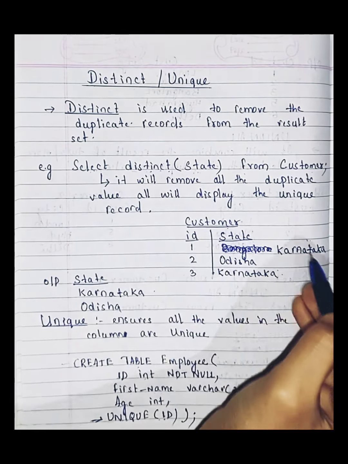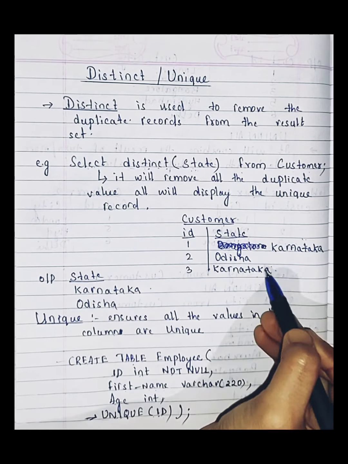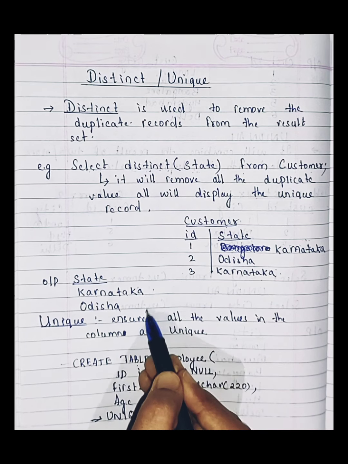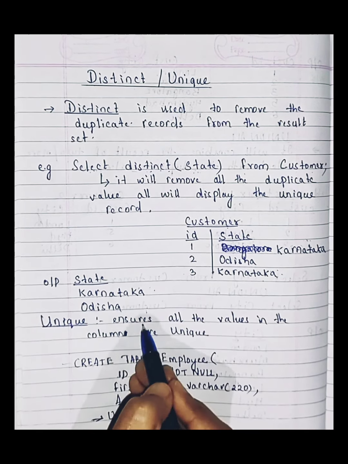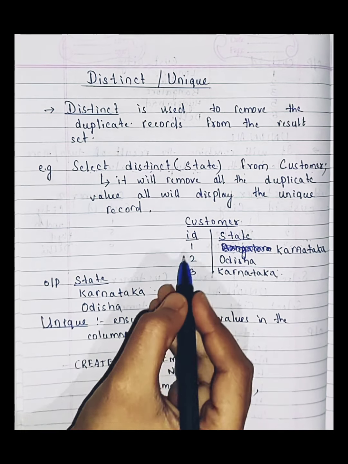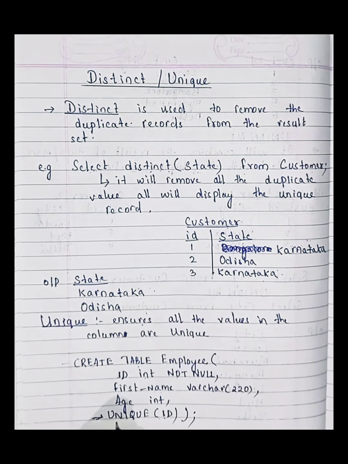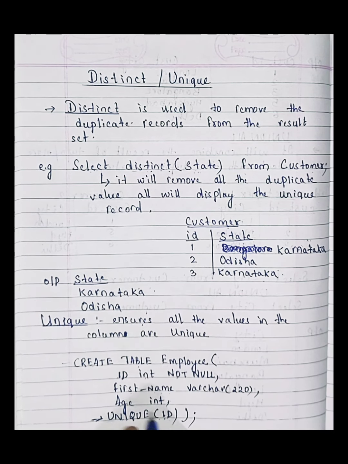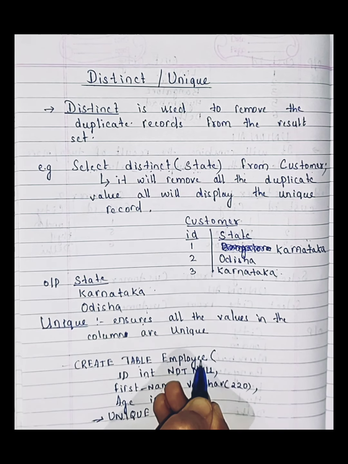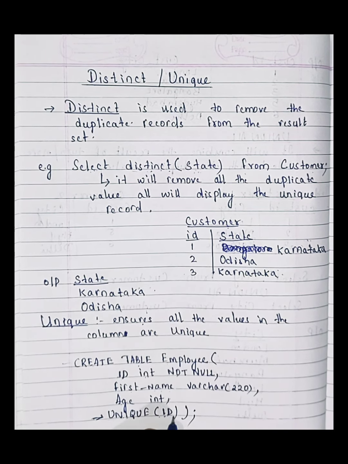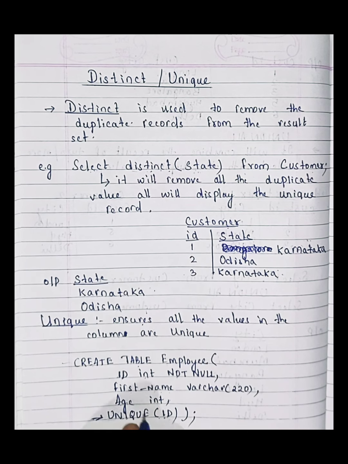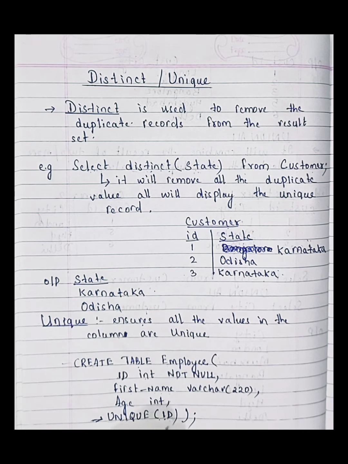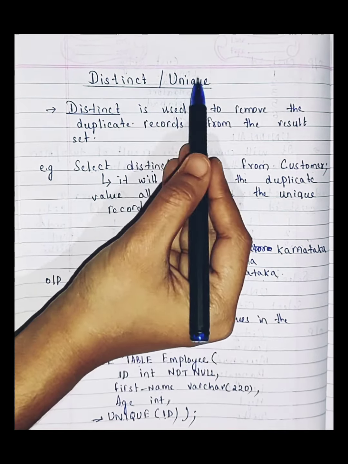Distinct will simply discard the duplicate records. If there is any duplicate record in the result set, it will discard it and print the unique records. But unique will ensure all the records in that selected column must be unique. While creating the table, we have to mention that id should be unique, so that at the time of inserting values in the table, that is employee, it will not accept any duplicate value in the id column. I hope you are clear about the difference between distinct and unique constraint.